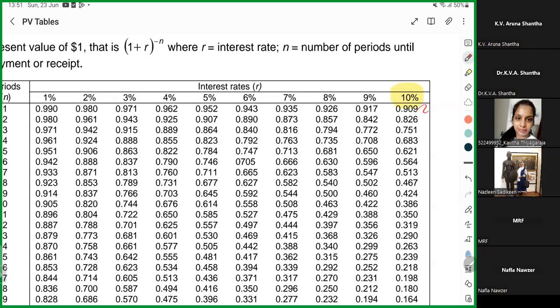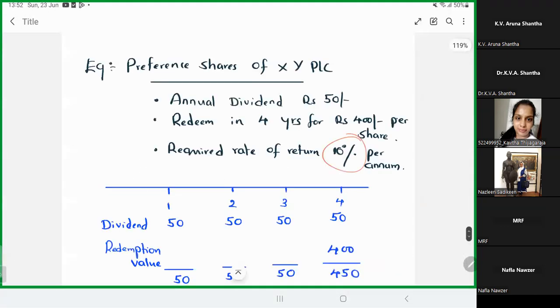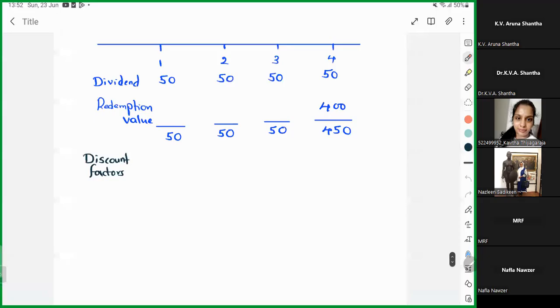First year discount factor 0.909, second year 0.826, third year 0.751, fourth year 0.683. So discount factors: 0.909, 0.826, 0.751, 0.683. Right. Now multiply the cash flows by the discount factors.